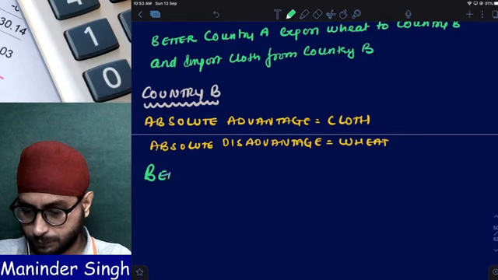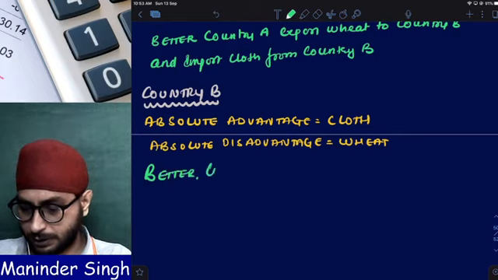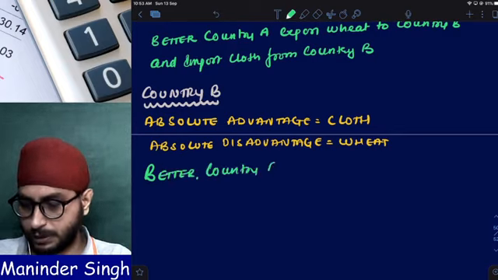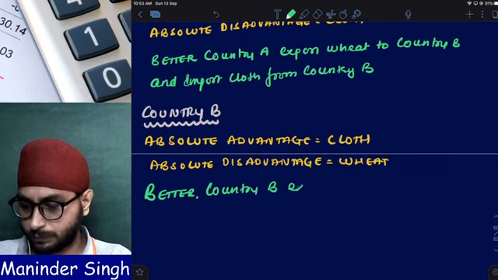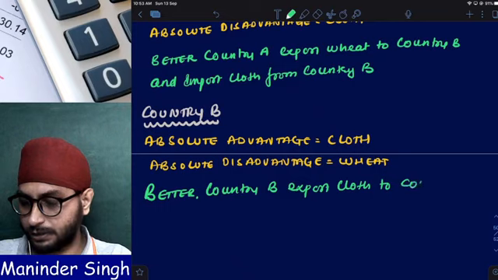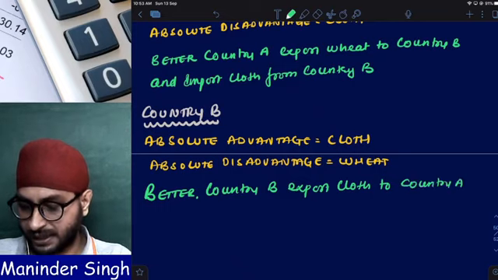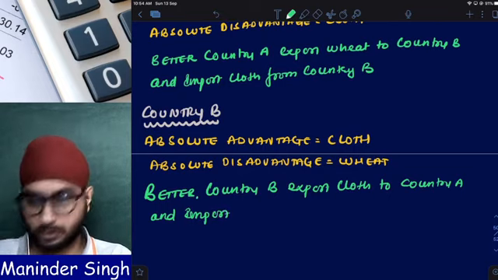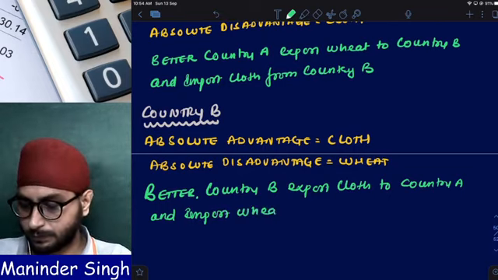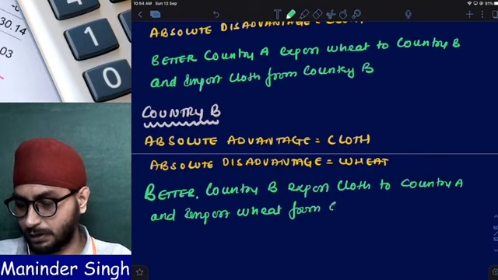Better: country B exports cloth to country A and imports, what, sir? What to import? Wheat from country A.